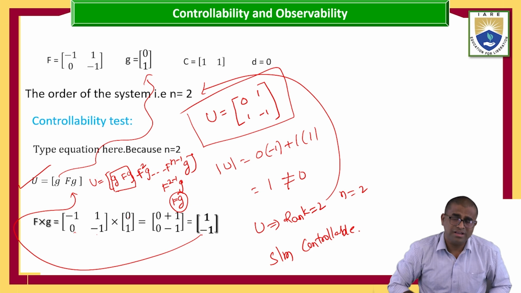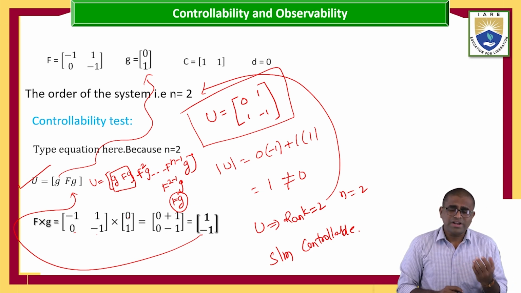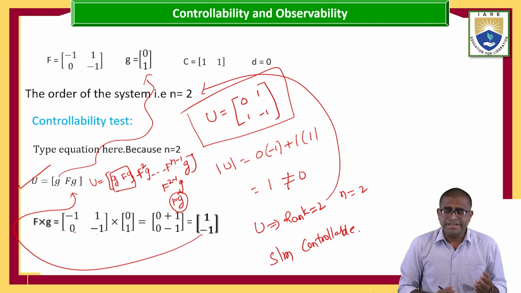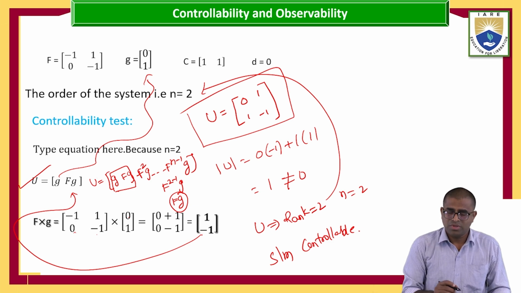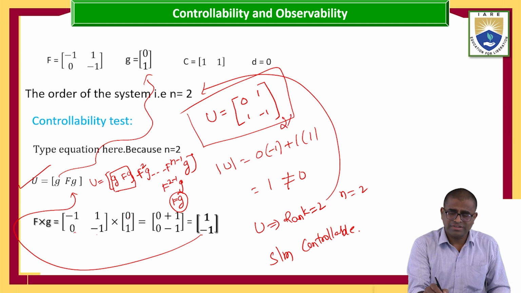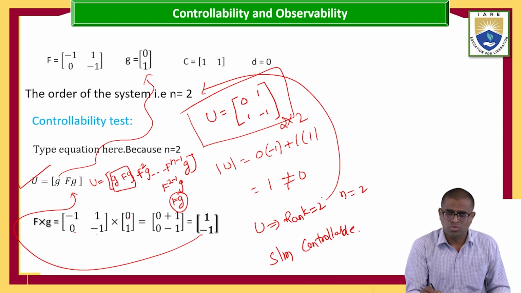If the given system is controllable, how can you check? First, whatever condition you have, we have to find the magnitude. You have the u value now. The magnitude of that u value, for a 2 by 2 matrix, is AD minus BC. The magnitude is not getting 0, so for this 2 by 2 matrix you are not getting 0. That's why the rank of the matrix is 2.